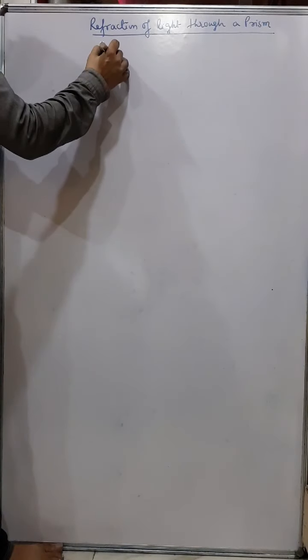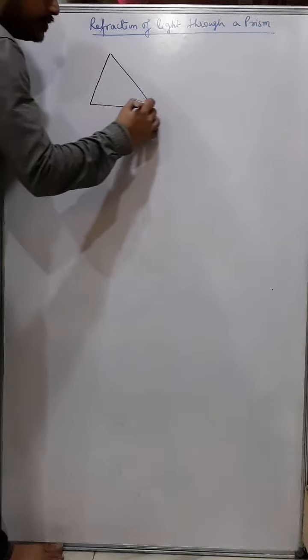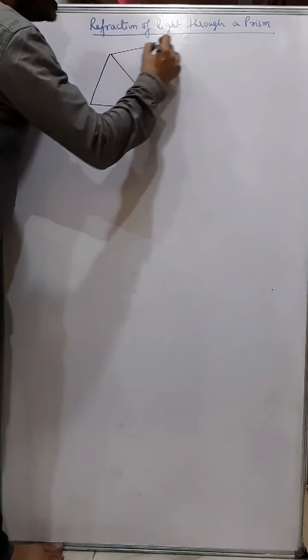Okay, today we will understand refraction of light through a prism. In fact, a glass prism. Now, a prism is a triangular glass block. Looks more or less like this.